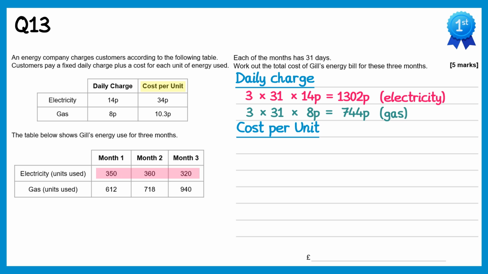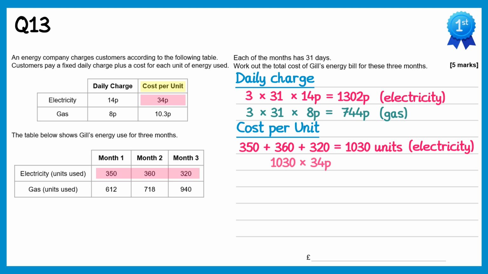If we add all of this up, we'll find out the total number of units that Jill used. So that comes out at 1,030 units, that's for electricity. So if Jill uses 1,030 units, and it costs 34 pence for each of those units, we need to do 1,030 times 34 pence. This gives you 35,020 pence.